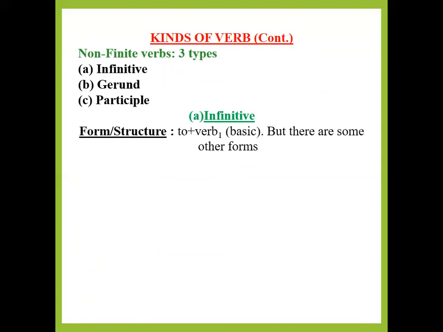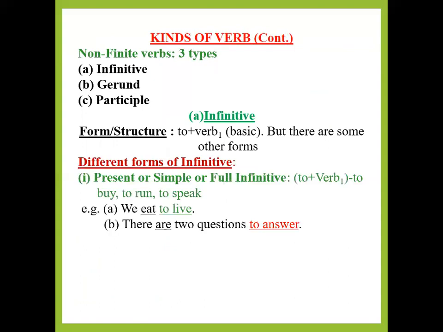Infinitive. Form or structure of infinitive: to plus base form of verb. This is the basic structure of infinitive, but there are some other forms. Different forms of infinitive. One, present or simple or full infinitive, that is to plus verb 1. For example, to buy, to run, to speak.